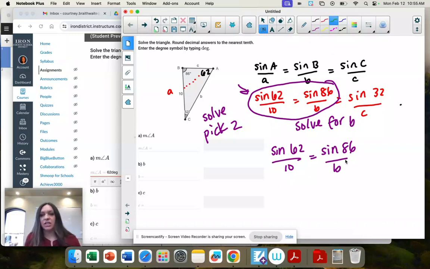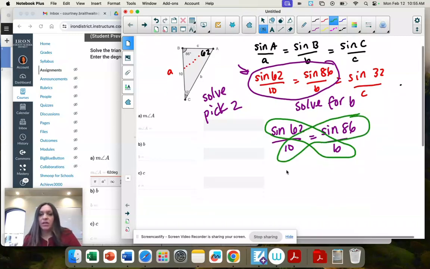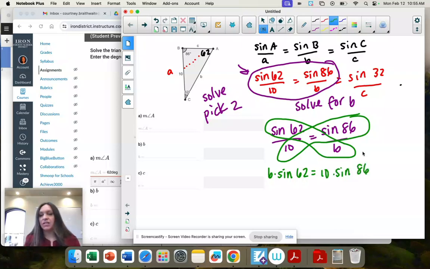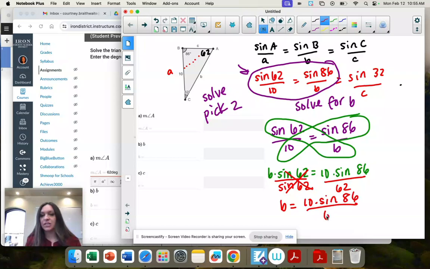I have a fraction equal to a fraction, so I can cross multiply. If you want to, times both sides by 10 and then times both sides by B, you're going to get the same thing, but I'm going to cross multiply. So I have B times sine of 62 equals 10 times sine of 86. So now I need to get B by itself. I'm going to divide both sides by sine of 62. And so B equals 10 times sine of 86 over sine of 62.